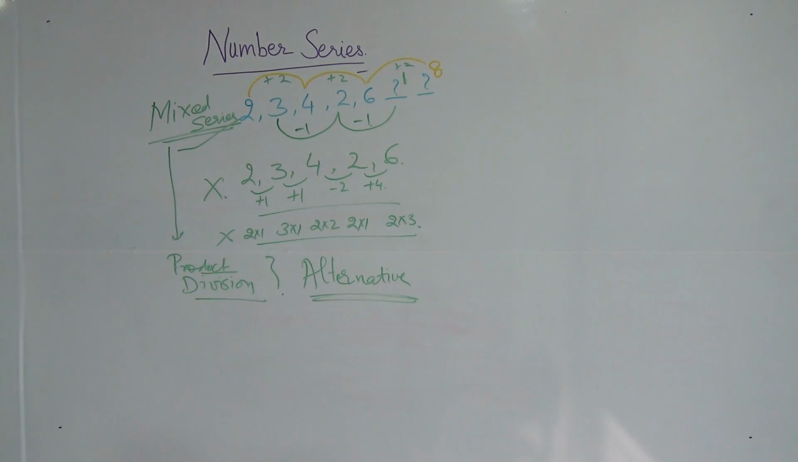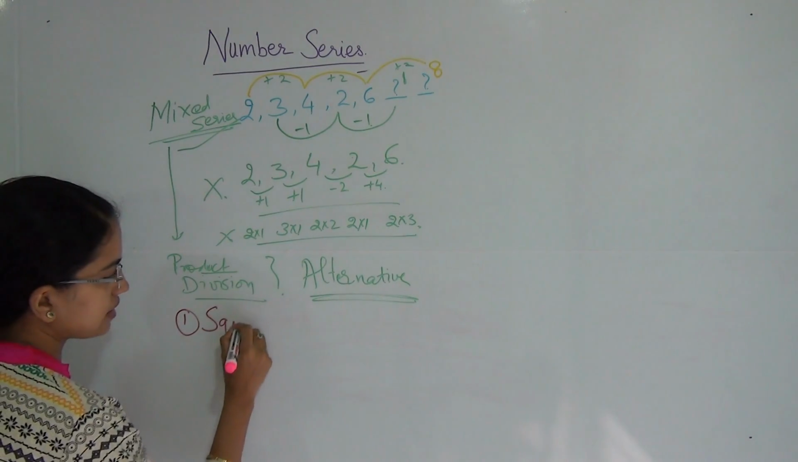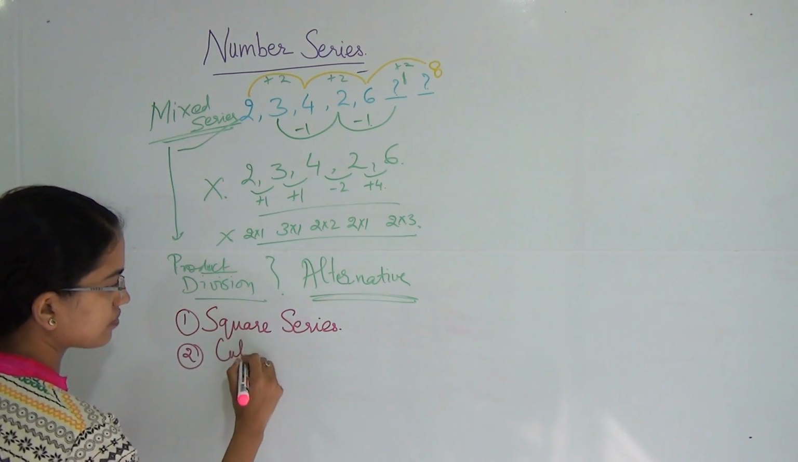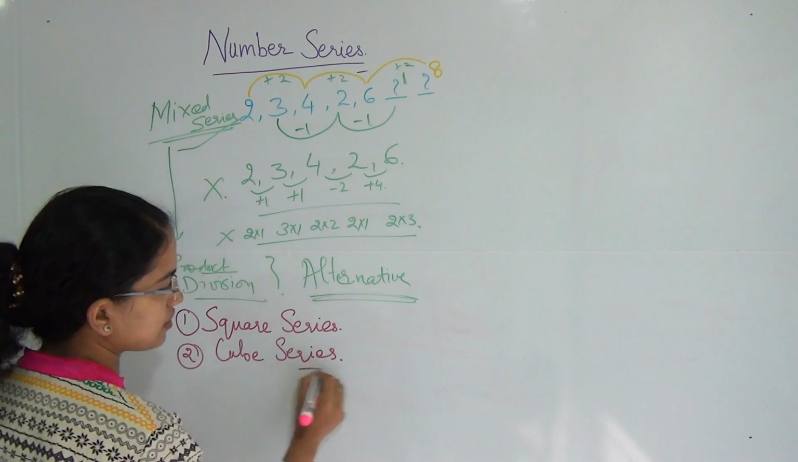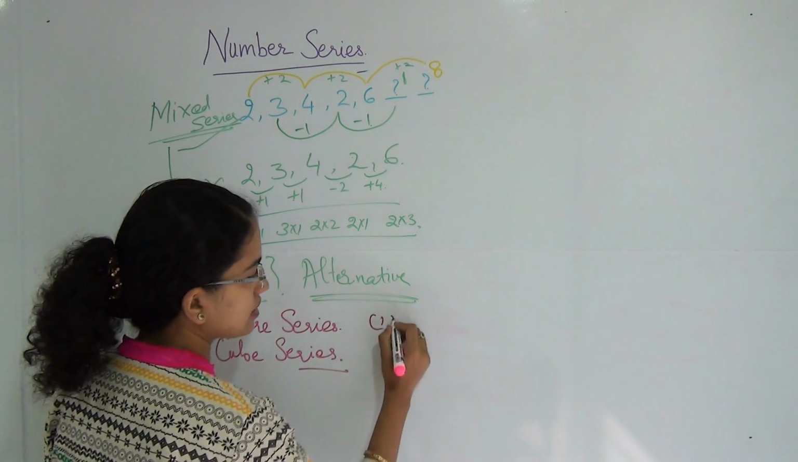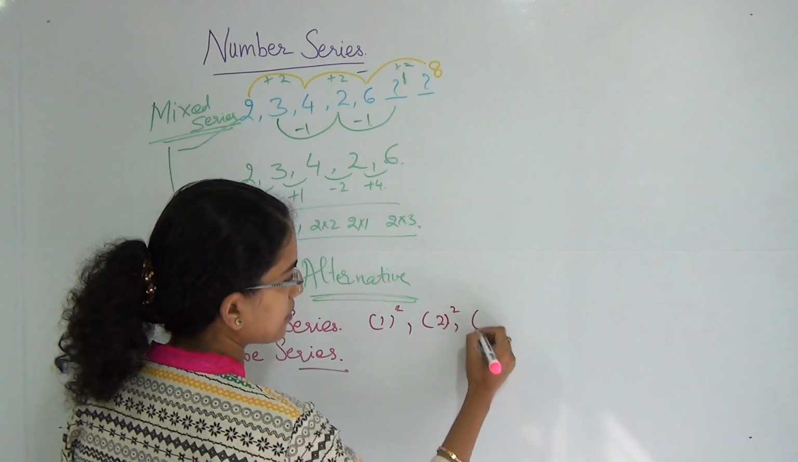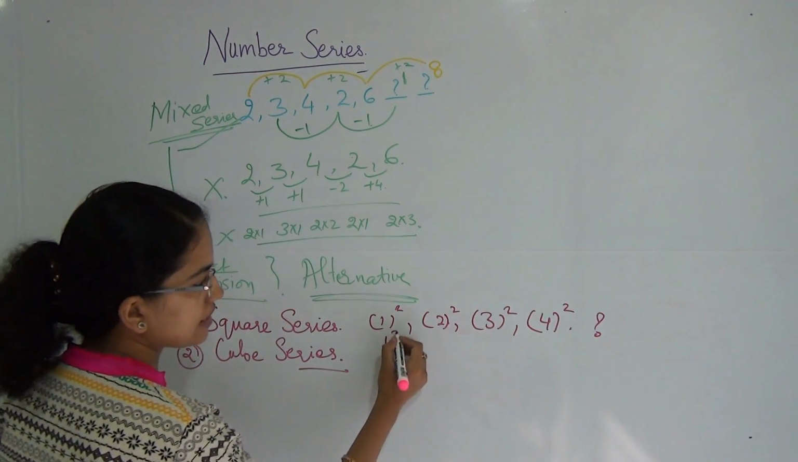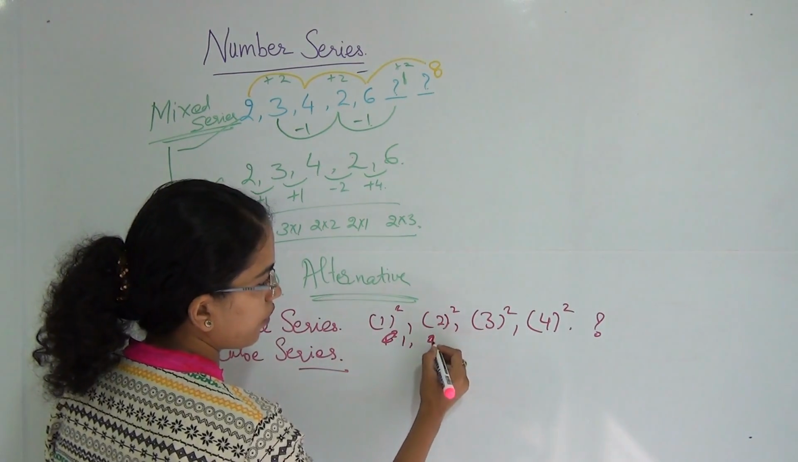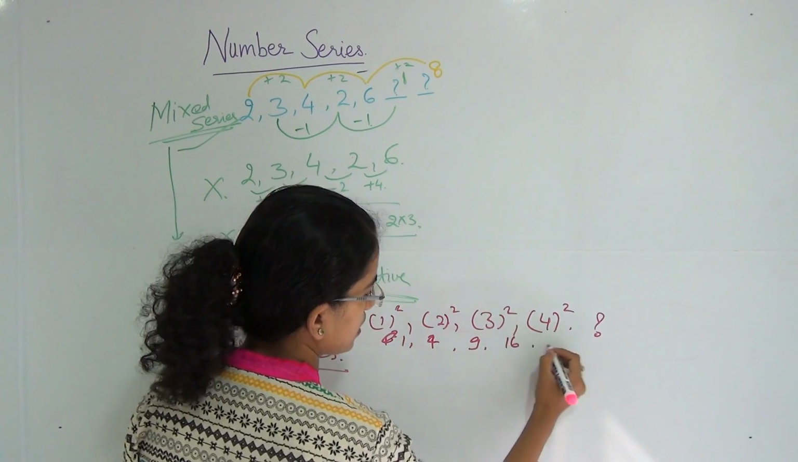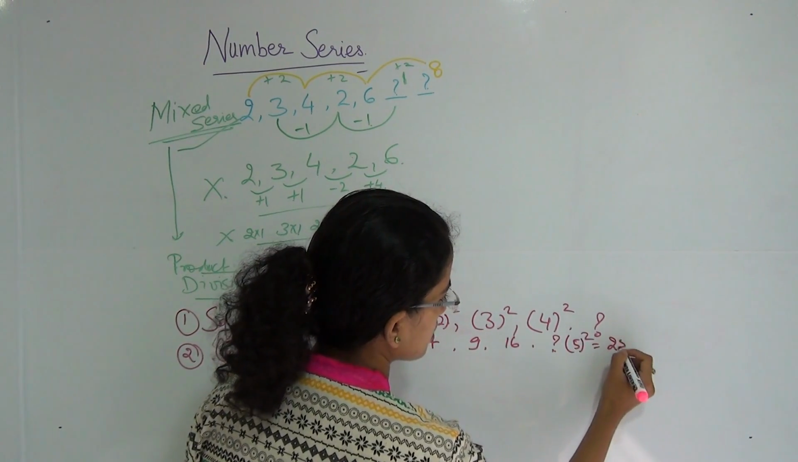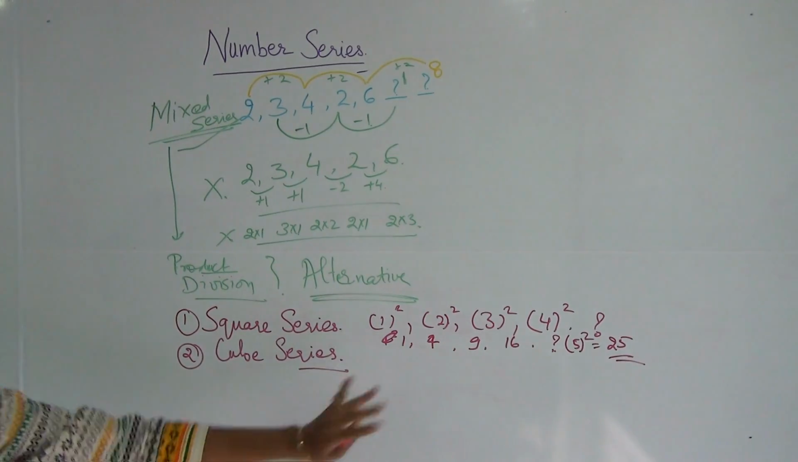Now, there is one very important concept in number series that we have missed previously. So, it's the square series, okay, and the cube series. What is meant by square series and cube series? So, I have, say, 1 square, then 2 square, 3 square, 4 square. What would be the next number? So I say it's 1, 4, 9, 16. What would be the next number? So the next number here would be 5 square, which is 25. So that is one kind of series that we have talked about.